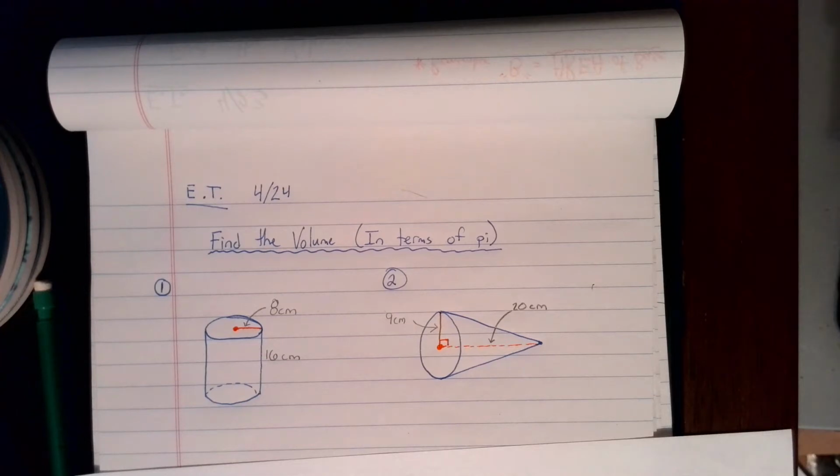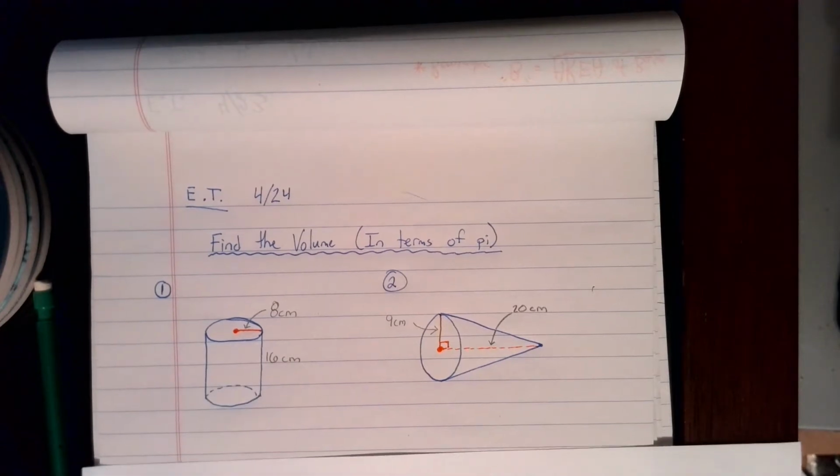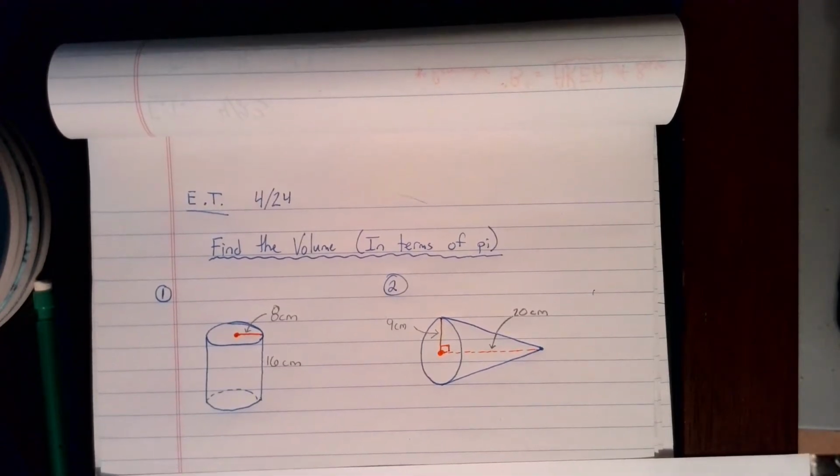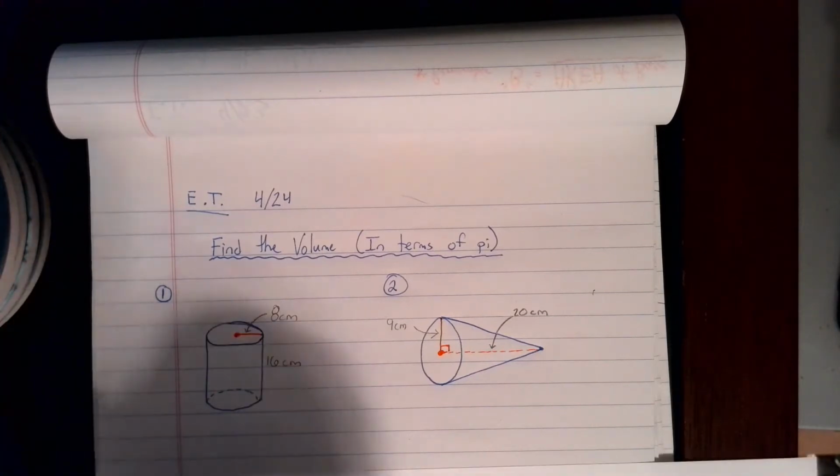Here's your entrance task problems for today. You're finding the volume for each one of these. You had some cylinder problems to try last night, and today we're going to have a couple of cone problems. I'll go over these answers in just a minute after you pause and try them.